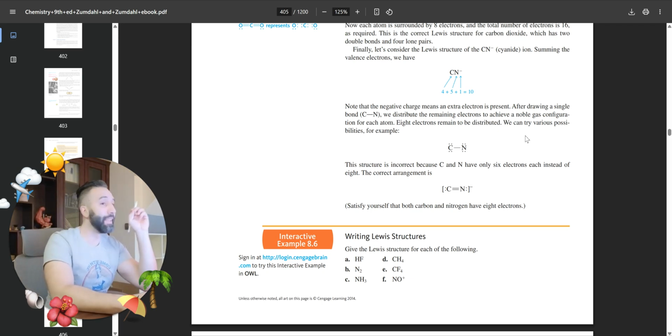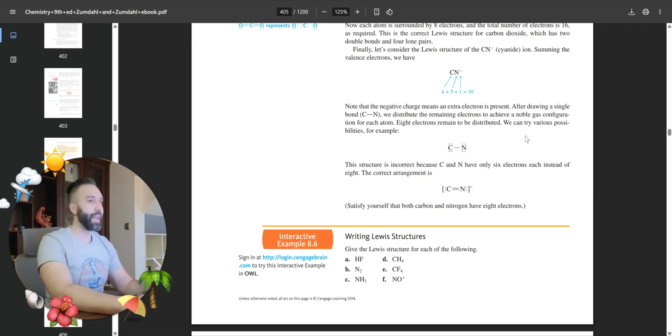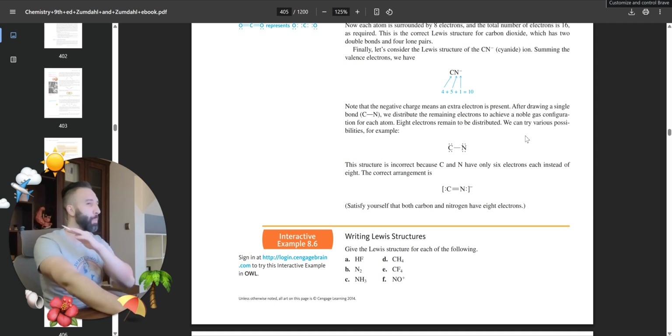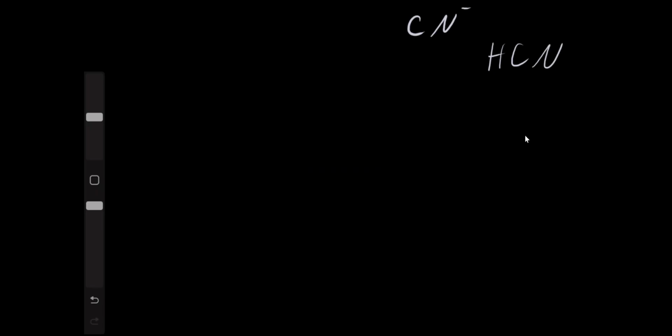So when they ask me to write the CN minus Lewis formula, I will just assume that this used to be HCN, and then the hydrogen left, but it didn't take the electrons. So H plus left. So watch this. This is an excellent trick. It's going to serve you perfectly in organic chemistry. So as we did before, this is the formula of HCN.